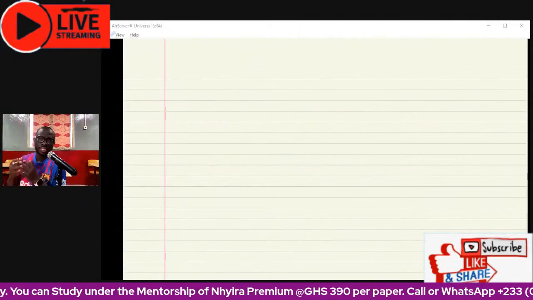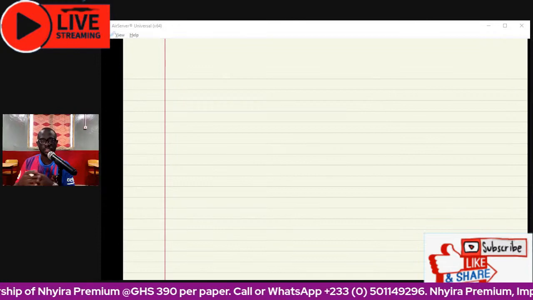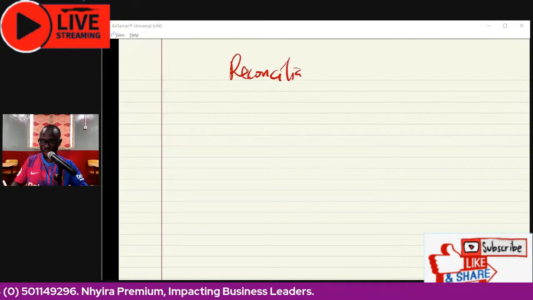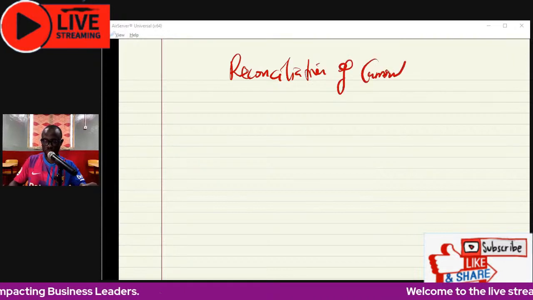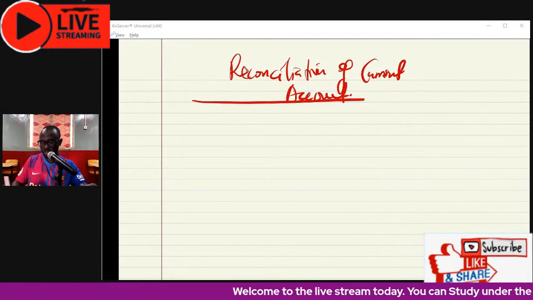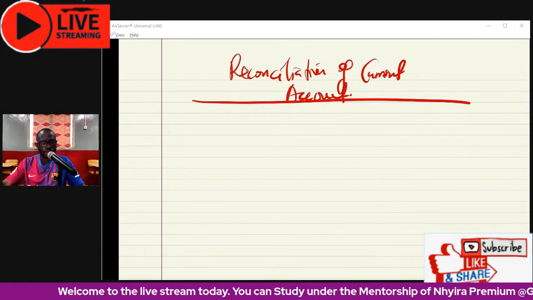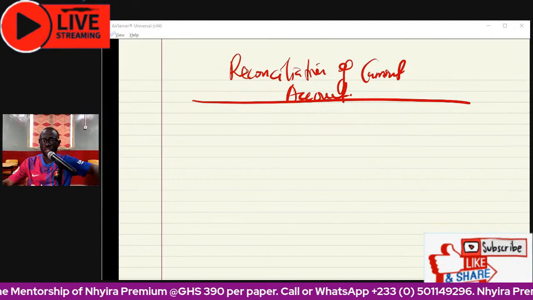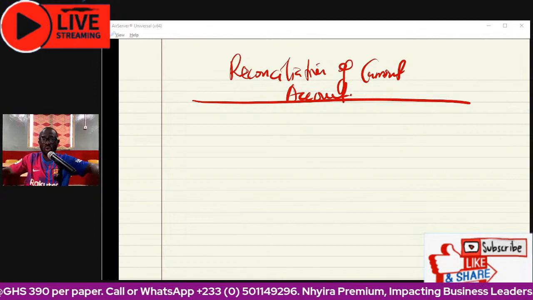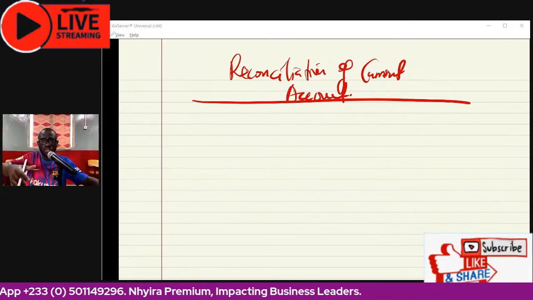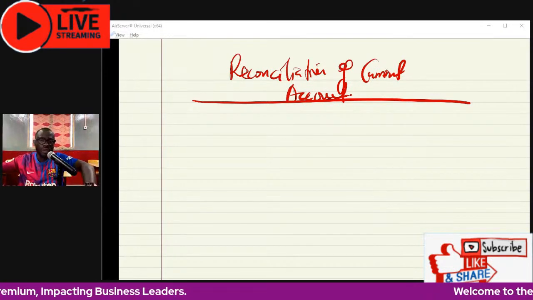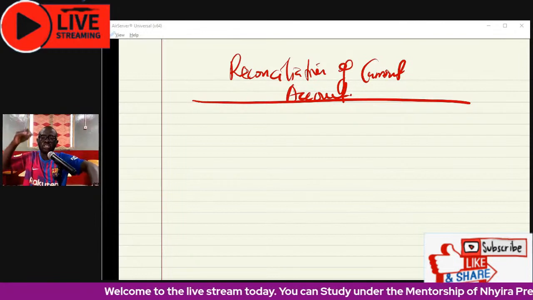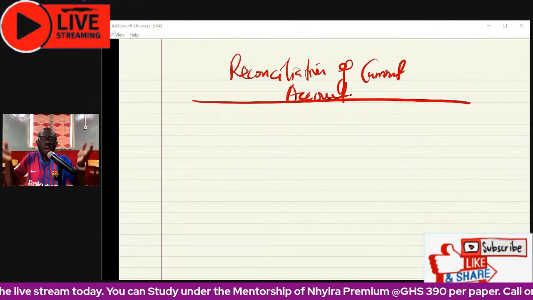So let's go. The second part of intra-group trading is that there has to be what is called reconciliation of current accounts. Now, when we say reconciliation of current accounts, what do we mean? Remember I told you in the beginning that the parent is not supposed to owe the subsidiary, and the subsidiary is not supposed to owe the parent. In other words, there will be trade payables in the books of the one buying, and trade receivables in the books of the one selling. What we want to do is eliminate those trade payables in the consolidated financial statement. So how do we remove the trade payables?